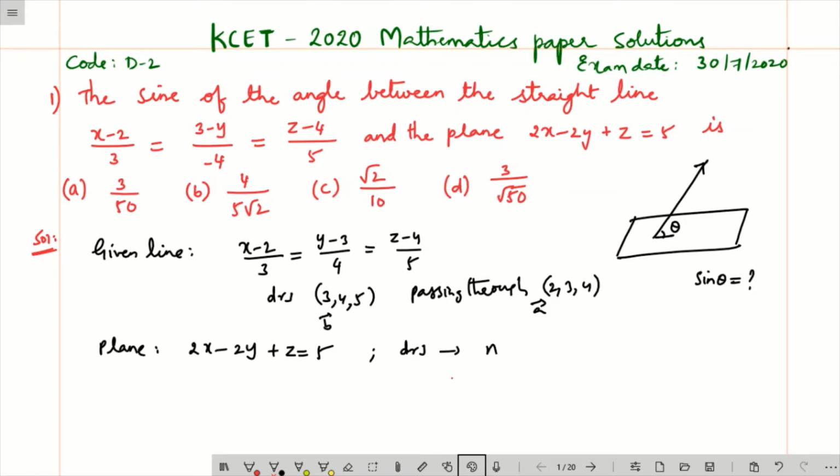We'll consider the normal vector n, which is nothing but 2i minus 2j plus k. This is the direction of the normal: 2, minus 2, 1. We can also write it in vector form as 2i minus 2j plus k. And since we know the formula for the angle between a line and a plane, sine theta equals (b dot n) upon (mod b times mod n).